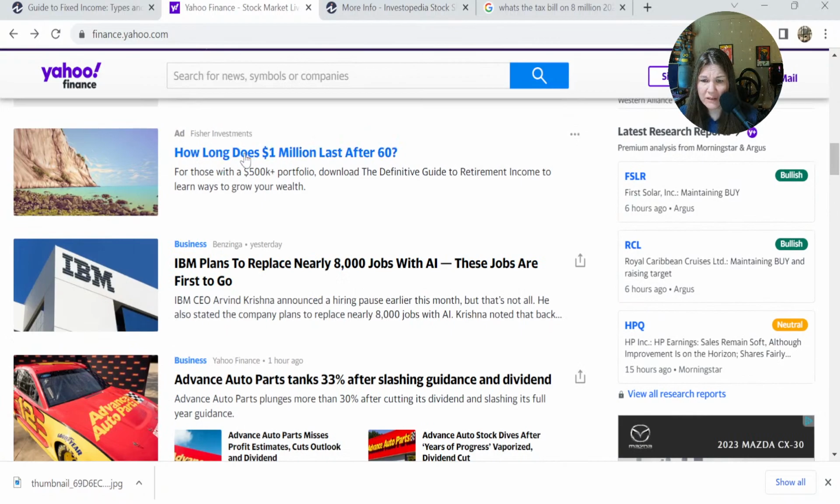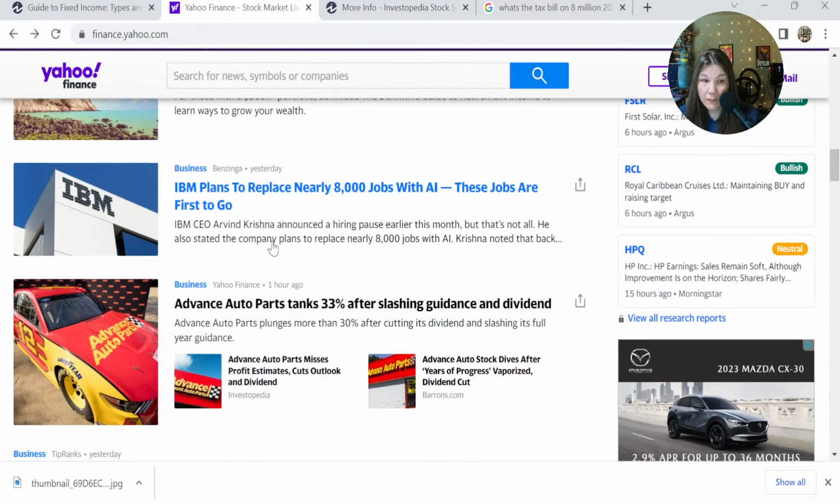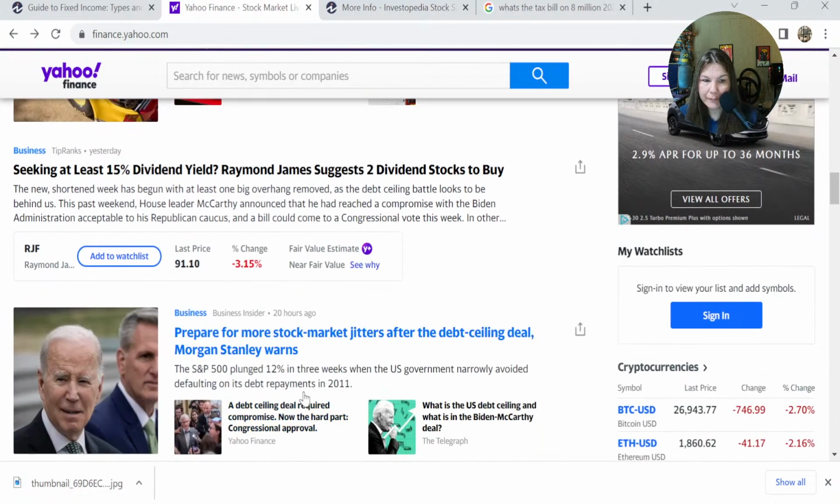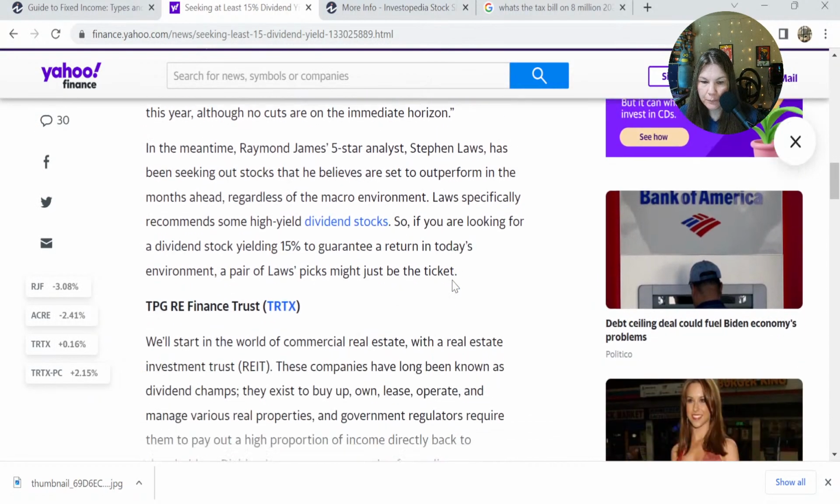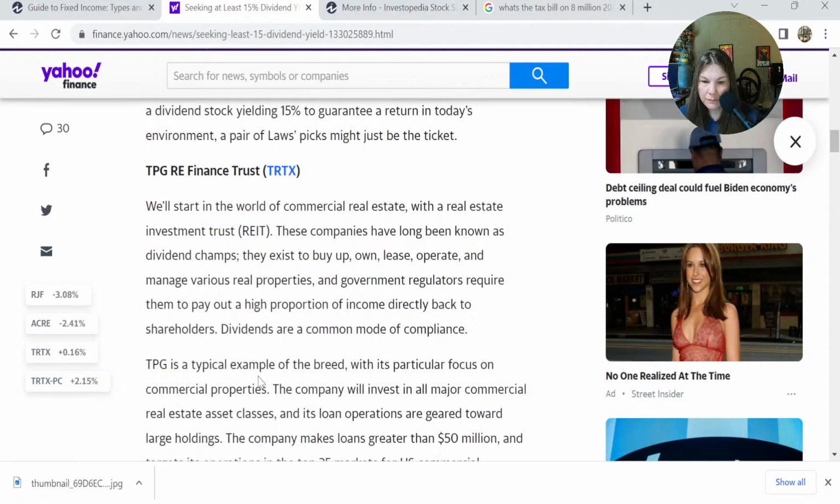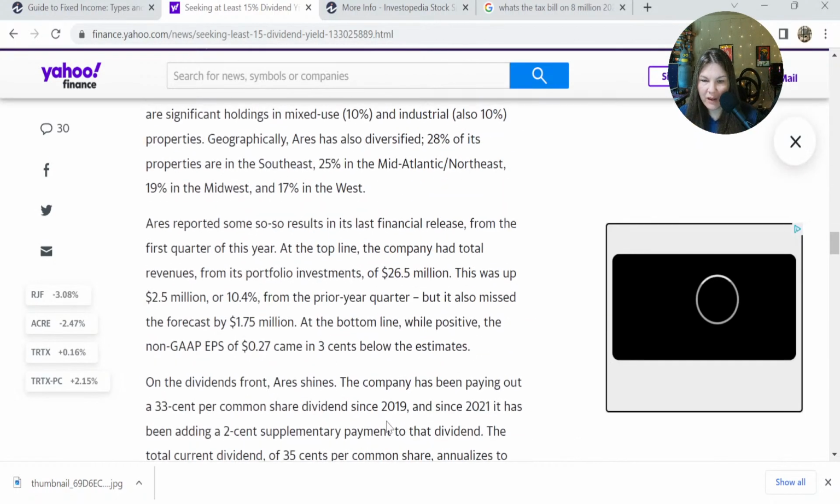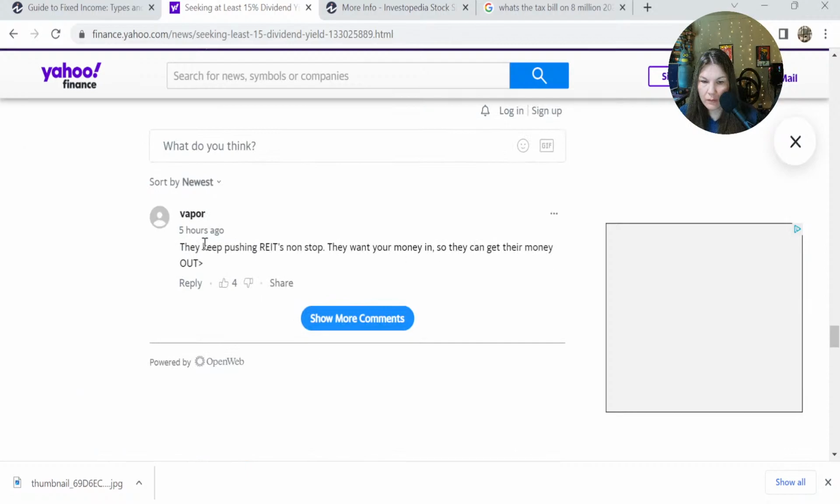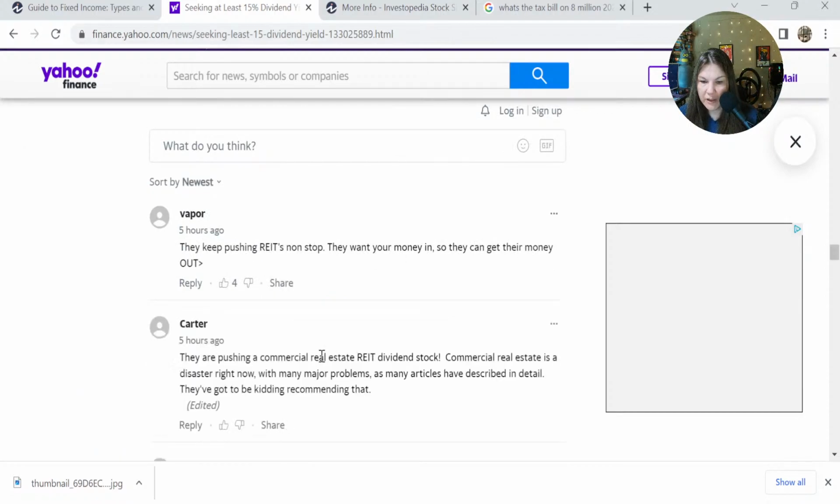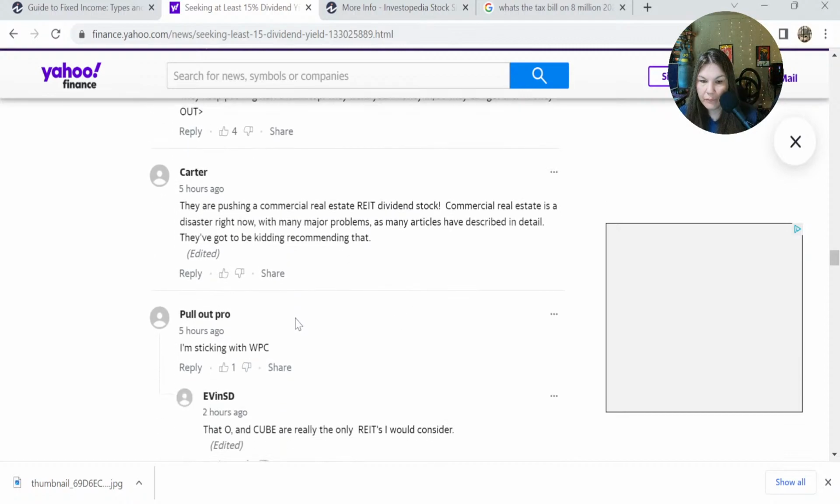How long does $1 million last after 60? Not very long if you're sick, guys. Not very long if you have to go to the hospital. You want at least a 15% dividend yield? What are these two dividend stocks he suggests? I like dividend stocks. Finance Trust. And what else? I wonder if they're in the comments calling this guy bad names. They're pushing a commercial real estate dividend stock. Commercial real estate is a disaster right now with many major problems. As many articles have described, they've got to be kidding recommending that.